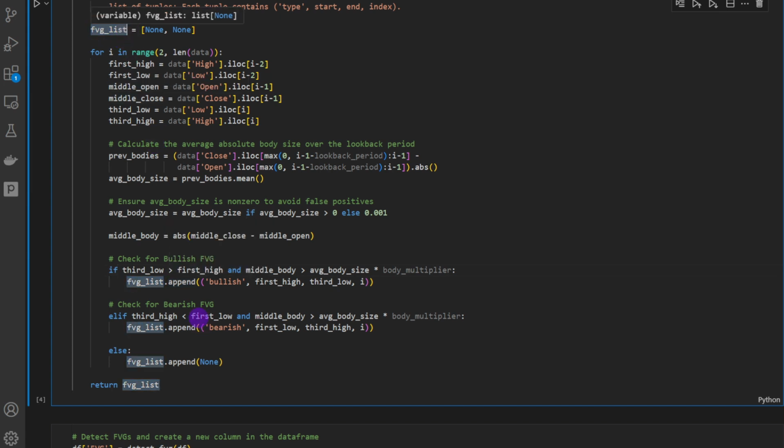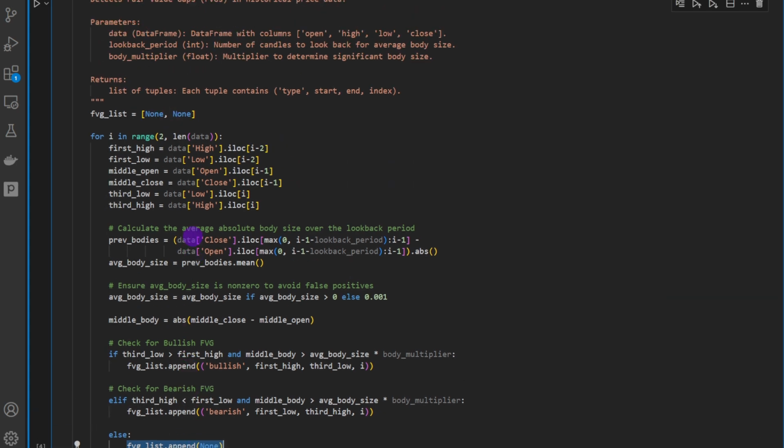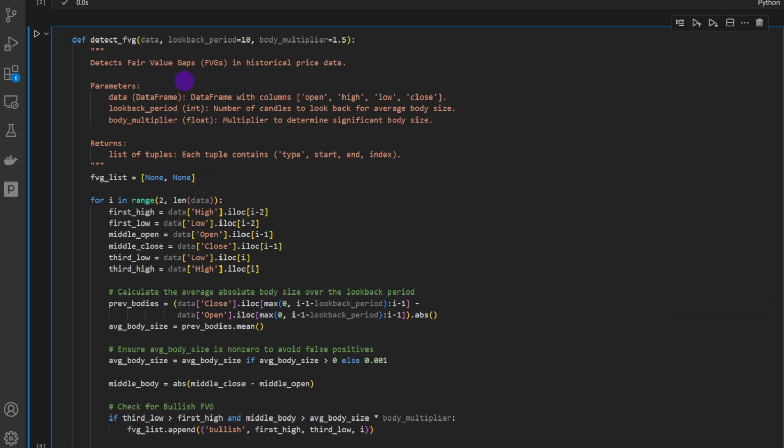And whenever we have these conditions verified, we're going to append to the list of fair value gap, which was defined here, the tuple named bullish, then the first high value, the third high value, and the index i, in case we need these values to be used later on in our strategy. But we're going to keep these in memory somewhere in our list. If we don't have any patterns, we're going to append None to the list. And this is it. This is the function that's going to detect the fair value gap.